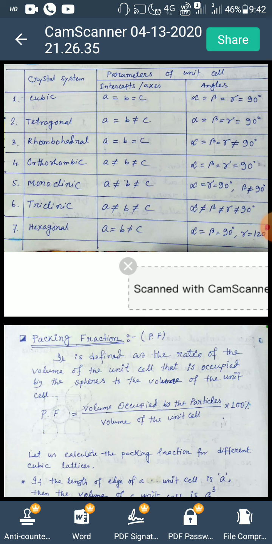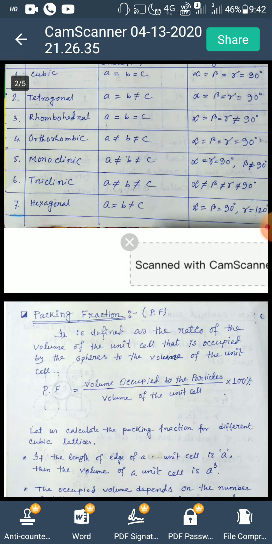A, B, C are not equal, and also alpha is not equal to beta, not equal to gamma, and not equal to 90 degrees for triclinic. You have to remember these values, because sometimes in the exam it will be given that the relation is alpha not equal to beta, not equal to gamma, and A not equal to B, not equal to C, and alpha, beta, gamma not equal to 90 degrees.